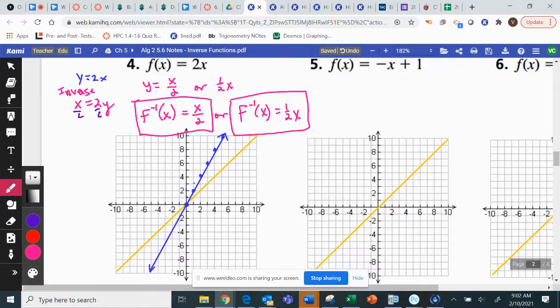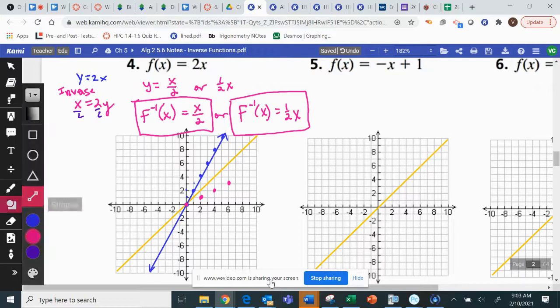So now to find the graph, we can either graph the equation 1/2 x, or we can just switch all of our ordered pairs for the original equation. So 0, 0, if I switch that, it's still 0, 0. If I switch 1, 2, it's now 2, 1. If I switch 2, 4, it's now 4, 2. 3, 6 is now 6, 3. And then draw a line.